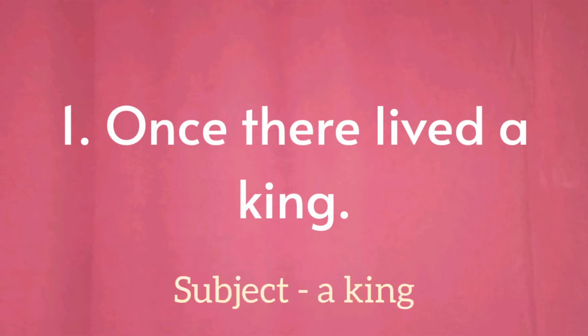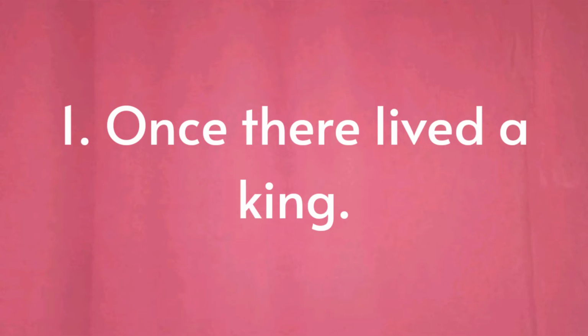Generally, the subject comes first in a sentence and the predicate follows. But in some cases, the subject may come anywhere. Look at some examples. Once there lived a king. This sentence tells about a king, hence it is the subject. But as you can observe, the subject comes at the end of the sentence. These kinds of sentences can be seen in the beginning of some stories.